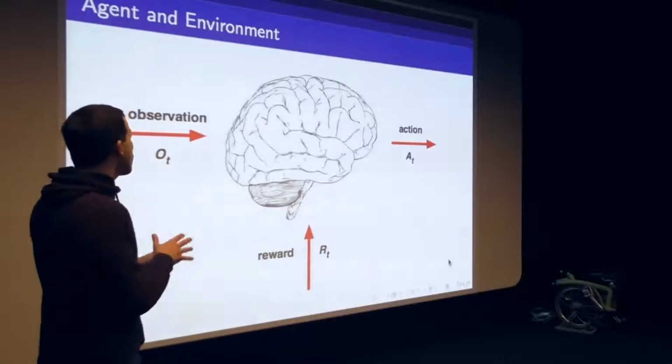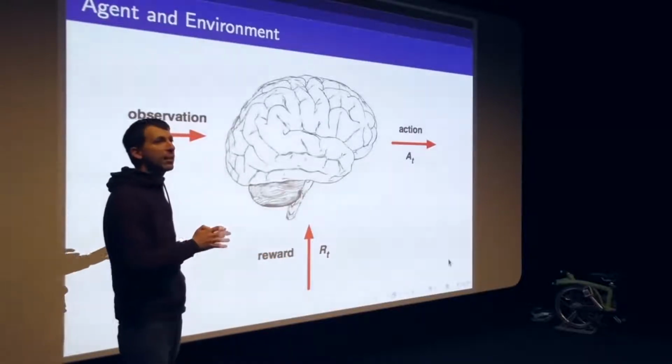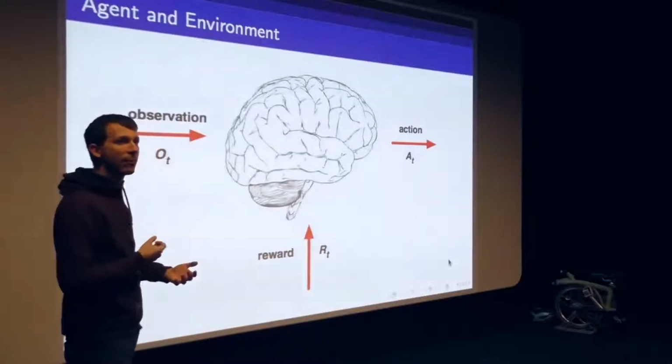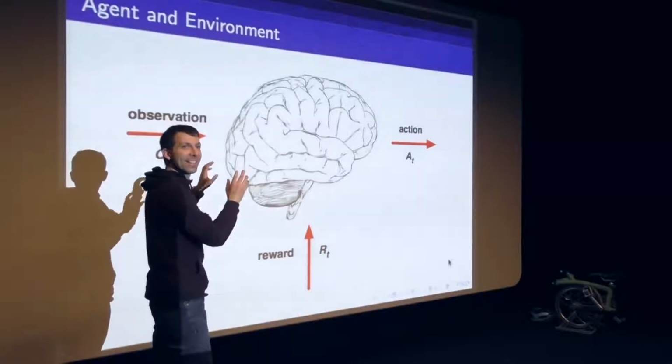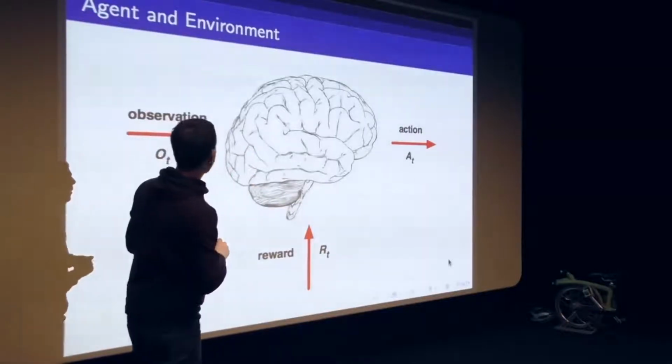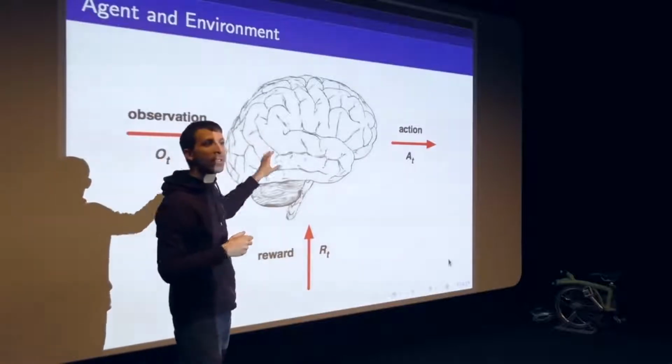Okay, so the formalism we're going to use, we're just going to develop that a little bit in terms of this interaction between agents and environments. So I'm going to use this big brain thing here to represent the agent. This is the thing which we are controlling. Our goal is to build this brain.